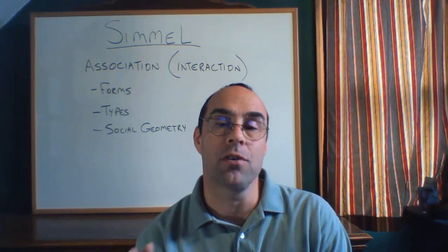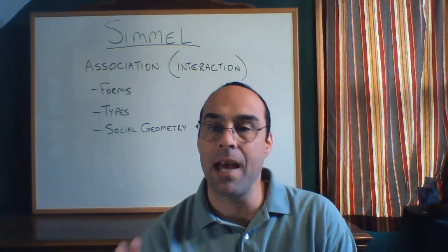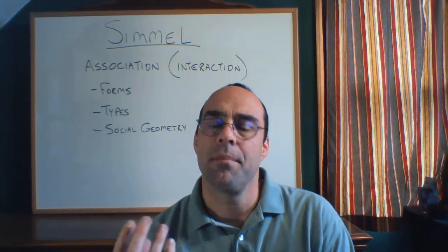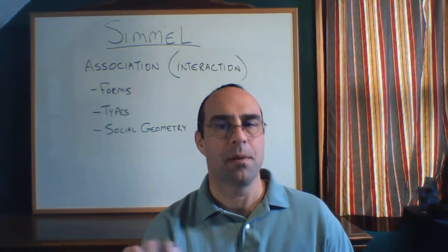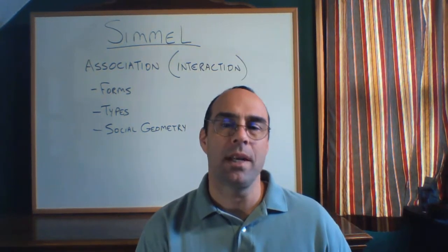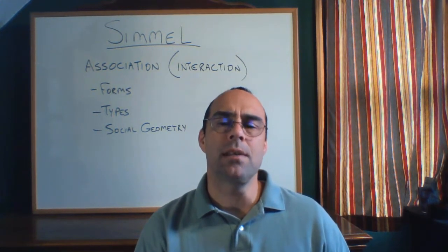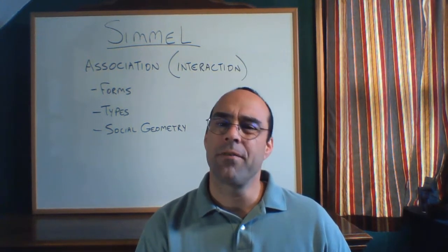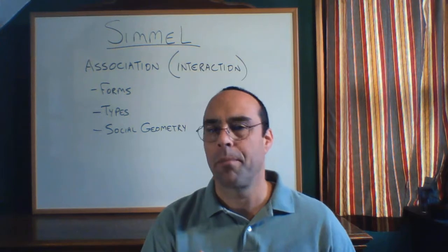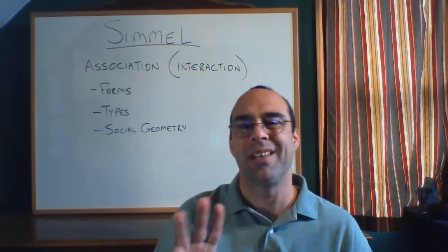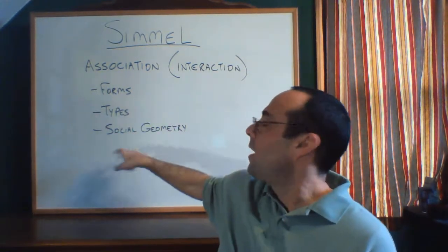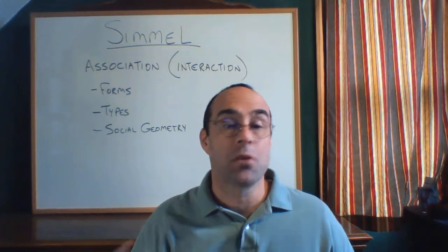Where he differs from Mead is that he is not as interested in the content, the specific meaning attached to things in a particular interaction. He doesn't deny that that's happening, but that's not what he's interested in. He's interested in what is the form that interactions take. So what we're going to do is deal with three different aspects of his studies of interactionism: forms, types, and social geometry. We'll start with forms.